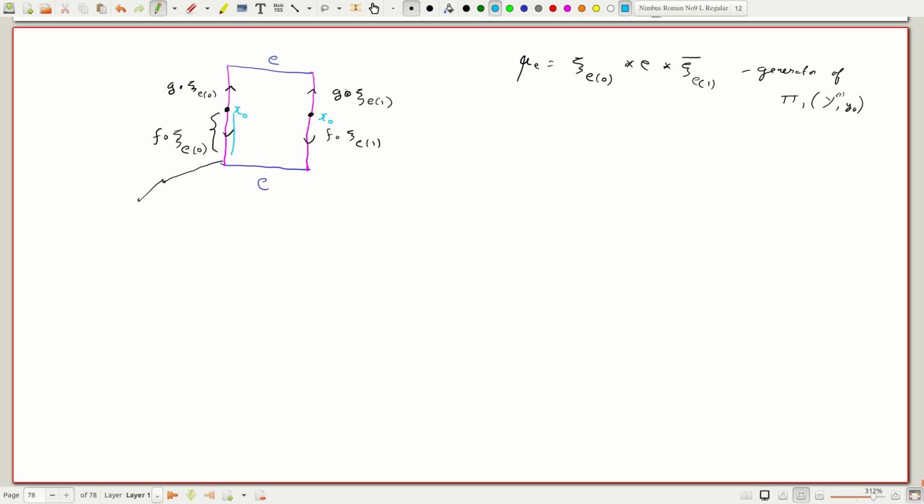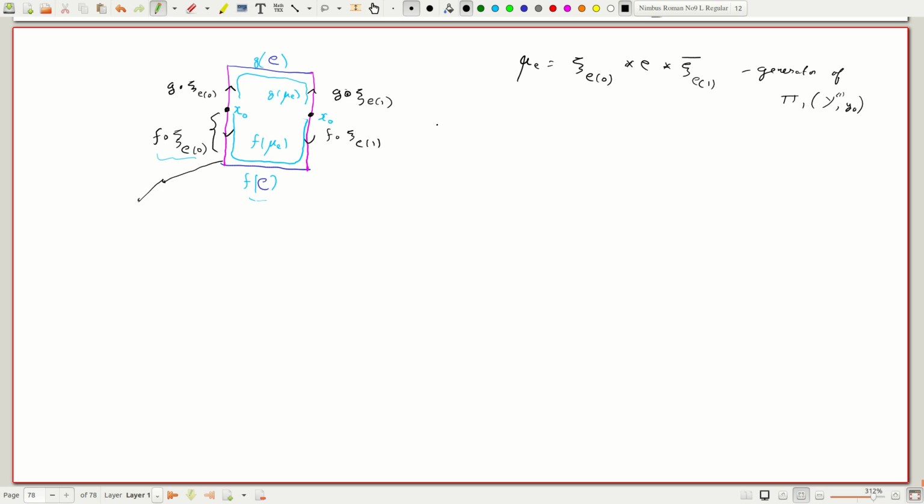And so what happens to this path? Well, you see this is f acting on this guy. This is f of e. So I should say f of e here. And this guy is g of e, this is the edge e, followed by this, which is simply f of mu e. And the upper path is going to be g of mu e. Okay, and these are now the base loops.